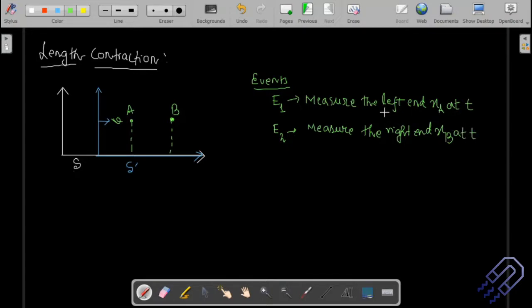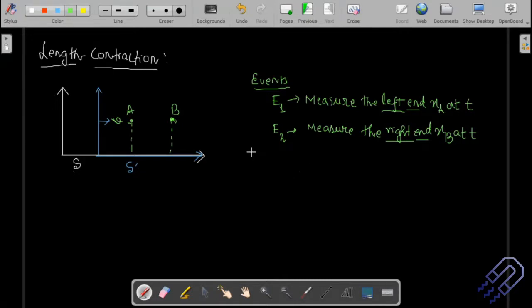Now you might get confused with the words left end and right end. Even if you omit this, it is fine. If this is not a point but a slightly broader object, you always measure at this particular side, and here also you measure here, and that will give you the total length. That's why I've written left end and right end. Even if you don't write down left end and right end, it's totally fine, no problem, okay.